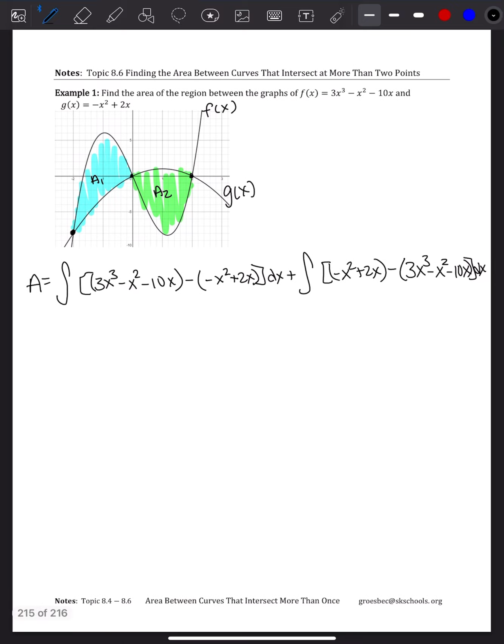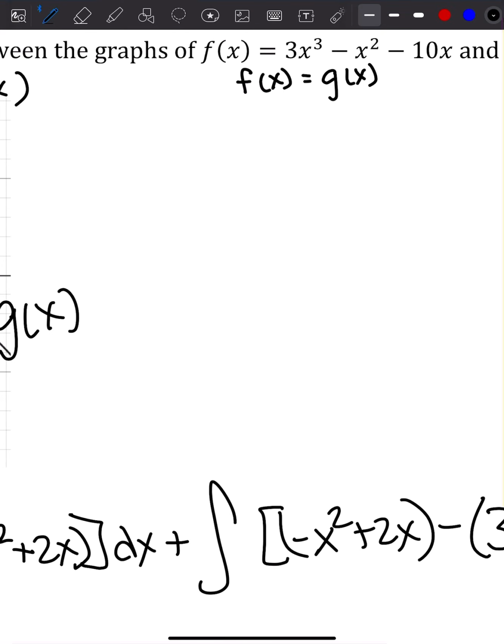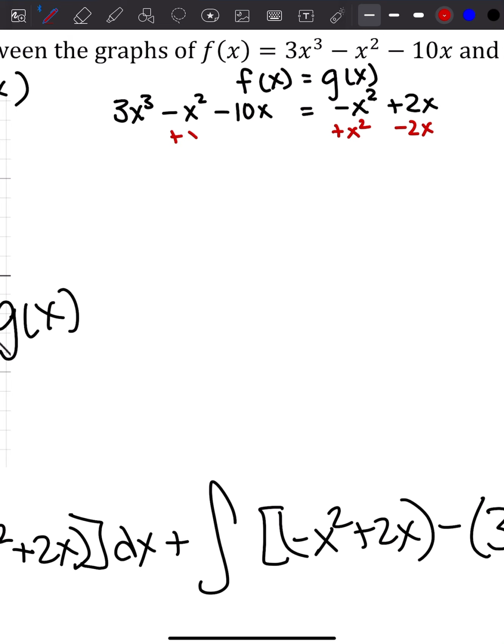Okay, so we have f of x equals g of x. So we're finding our bounds. We have 3x cubed minus x squared minus 10x equaling negative x squared plus 2x. The first thing that I want to do is move everything over to one side, so that we can get one side equal to 0, which will help us in the long run. We're going to add x squared to both sides and subtract 2x from both sides.